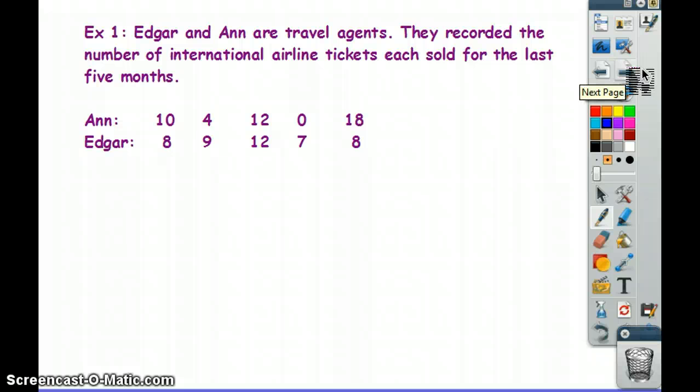Example 1. Edgar and Ann are travel agents. They recorded the number of international airline tickets each sold for the last 5 months. So we're going to compare these. We're going to look at their averages, and then we're going to look at their standard deviation to see what the spread difference is for these two.